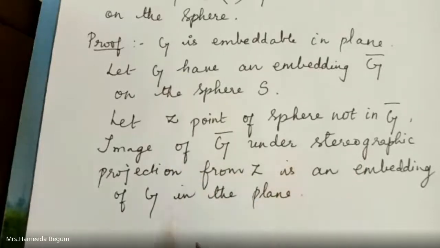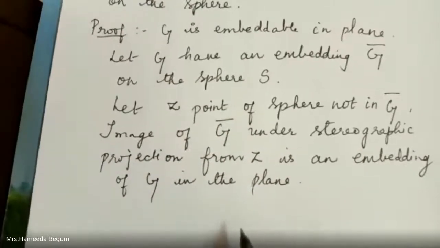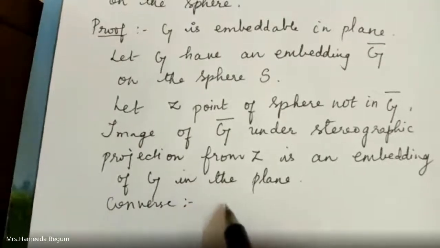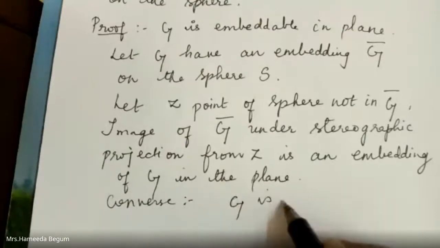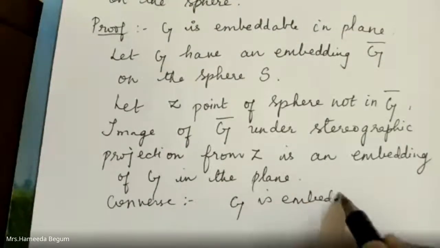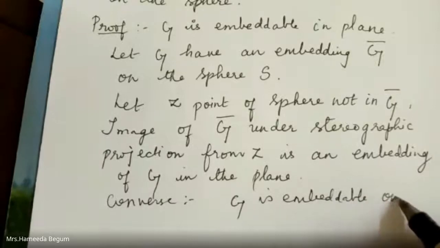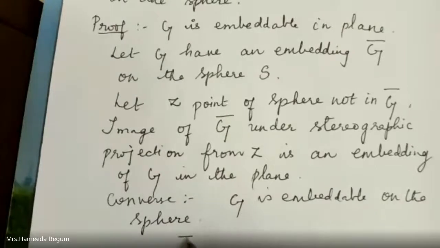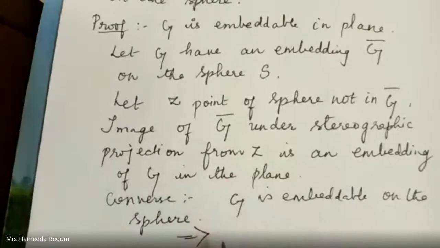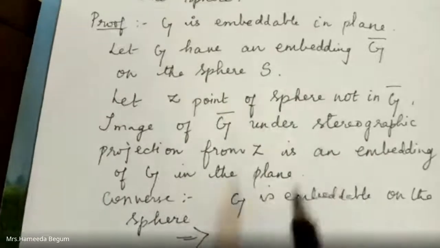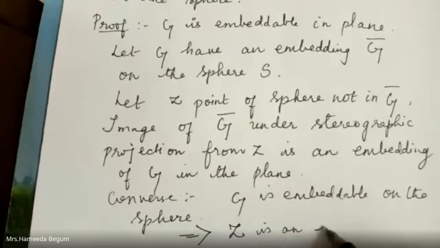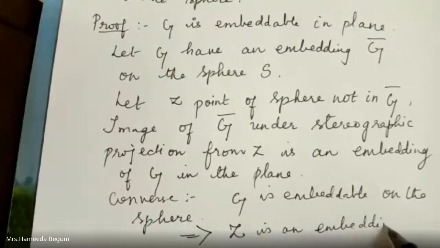Now we shall prove the converse part. So the converse is we have to assume that G is embeddable on the sphere. So if G is embeddable on the sphere, it will imply that a point Z is an embedding of G in S under stereographic projection. As per this data, which I have already told you, Z will be embedded. This is an embedding of G.